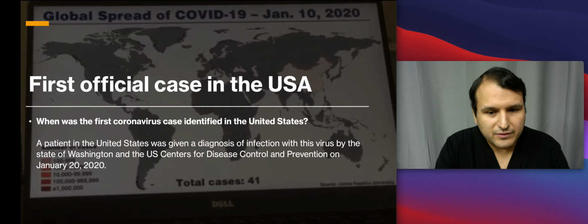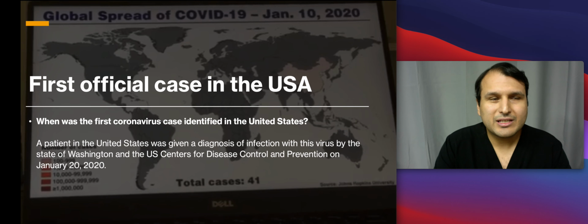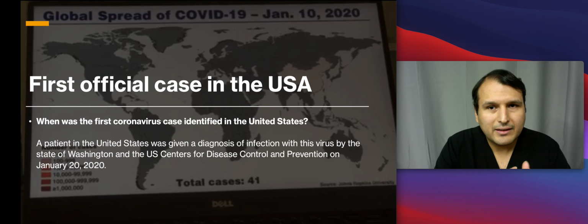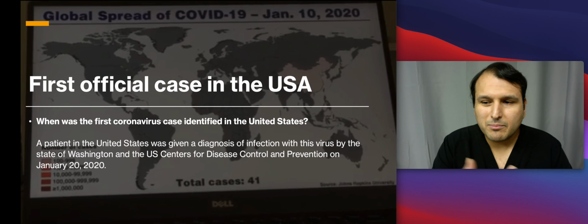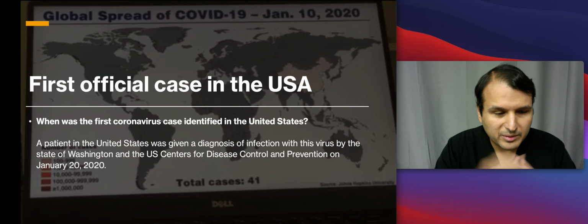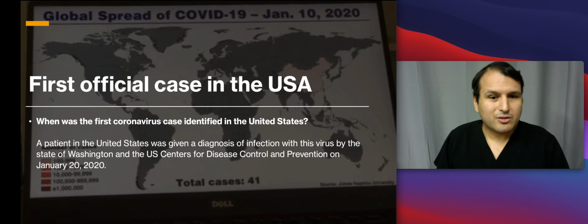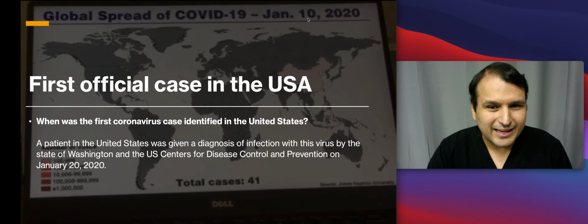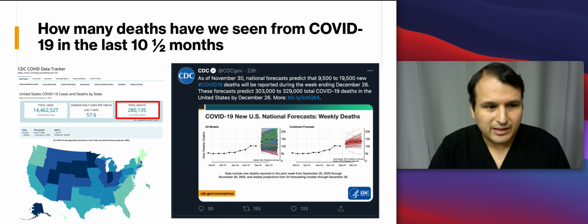So when was the first official case in the US for coronavirus? That happened in January 2020. Now, we've seen blood samples that have told us that we may have had the coronavirus here a bit earlier than that, sometime in December, or maybe even earlier. But the first official patient was found in Washington in January 2020. If you look back here, on January 10, 2020, we only had 41 cases, and this was before the first official case in the United States.